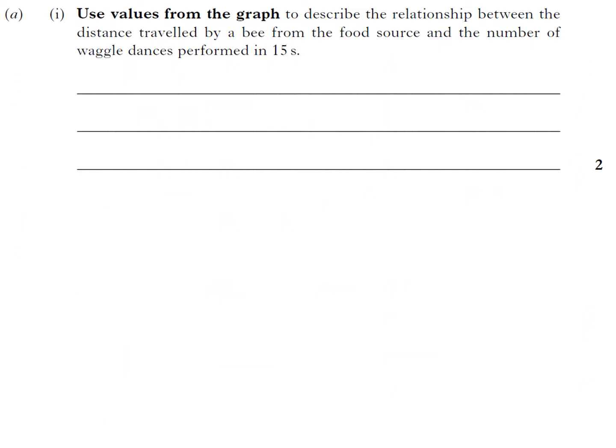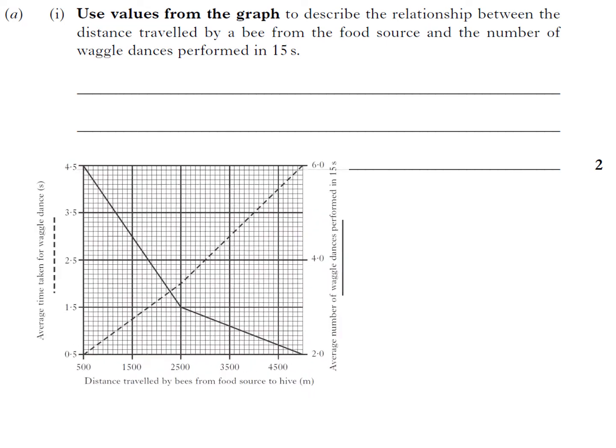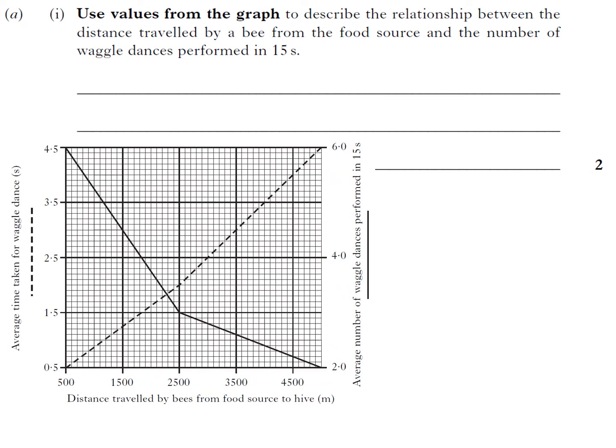Right, so using values from the graph, describe the relationship between the distance travelled by a bee from the food source and the number of waggle dances performed in 15 seconds. So this is using values from the graph, and it's a describe question, and it's worth 2 marks. You've seen these now quite a few times. It is the same deal every time. You have to put in every point that would be descriptive of the graph.